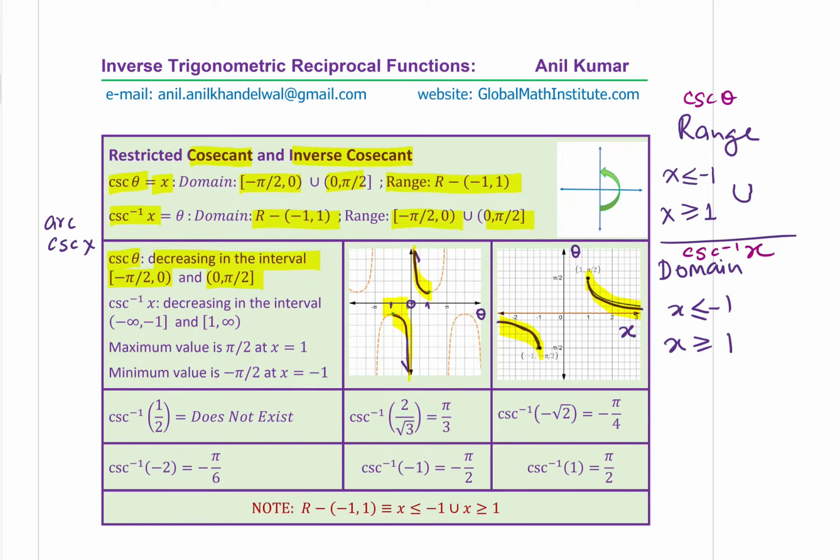Now, there is a maximum and minimum value for this particular function, as you can see. The inverse function, cosecant inverse x, is decreasing in the intervals from minus infinity to minus 1, with minus 1 being included, and from 1 to infinity. The maximum value is pi by 2 at x equals 1. The minimum value of cosecant inverse is minus pi by 2, and that is at x equals minus 1. So this is the minimum value for us.